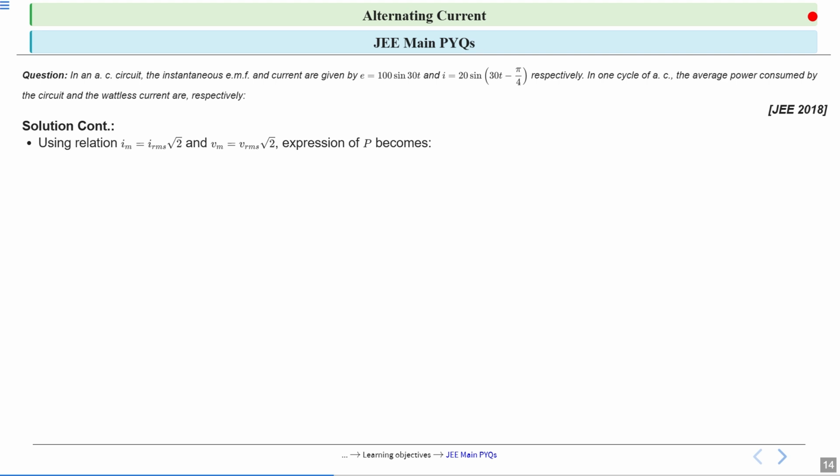Using the relations Im equal to IRMS root 2 and Vm equal to VRMS root 2, the expression of P becomes P equal to IRMS VRMS cos phi. We know only the maximum values, the peak values, so we will modify the formula for average power according to peak values: Im Vm upon 2 cos phi. So P will be equal to 20 into 100 upon 2, because Vm is 100 volt and Im is 20 ampere, times cos minus pi by 4.